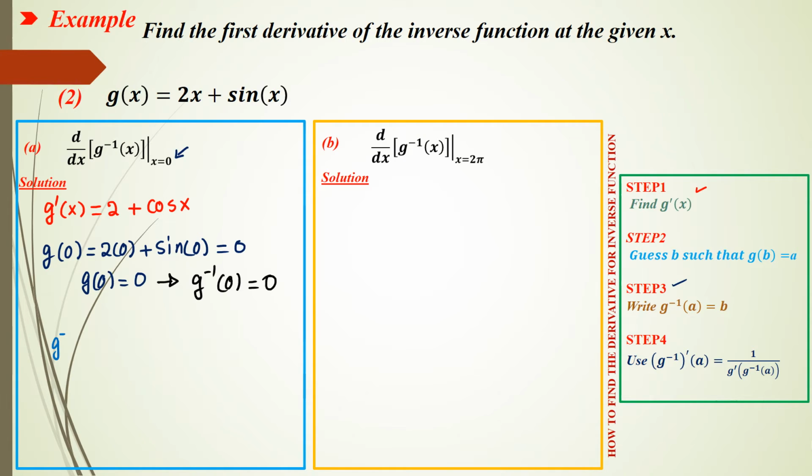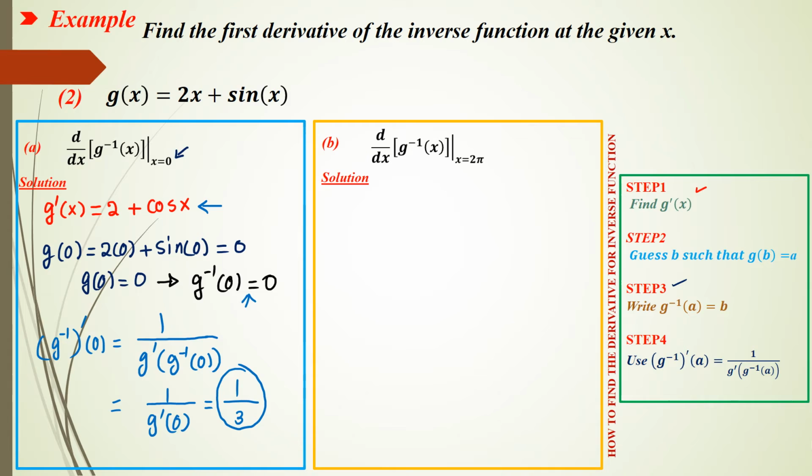So you have to find g inverse prime of 0, and this equals 1 over g prime of g inverse of 0, which equals 1 over g prime. Now g inverse of 0 equals 0, so the final answer will be 1 over, now you have to replace x equals 0 in the derivative function, and you will get 2 plus cosine 0, but cosine 0 equals 1, so you have 2 plus 1, which is 3.